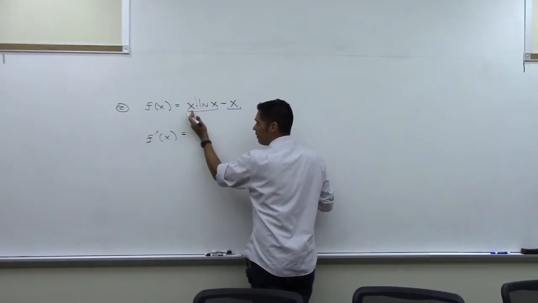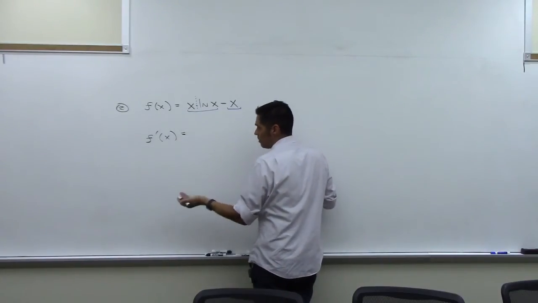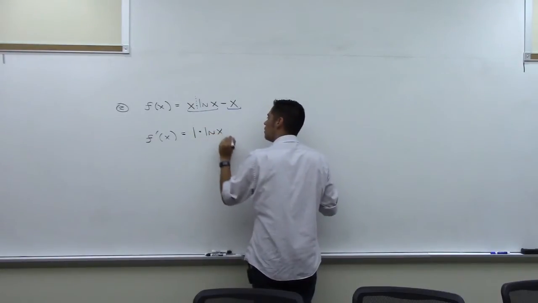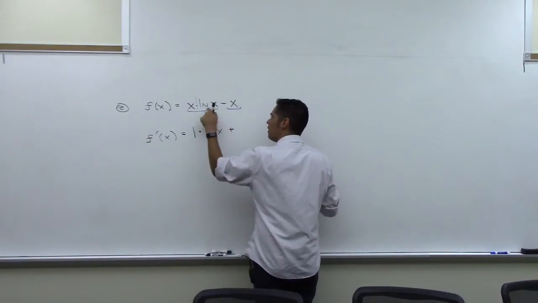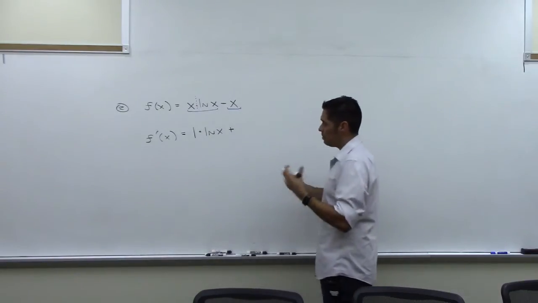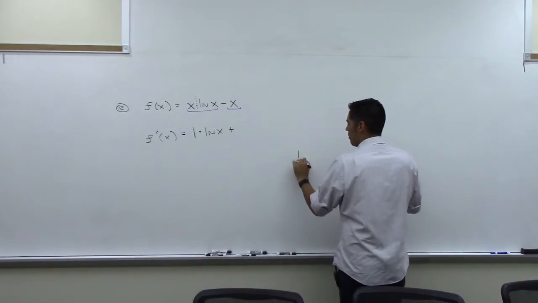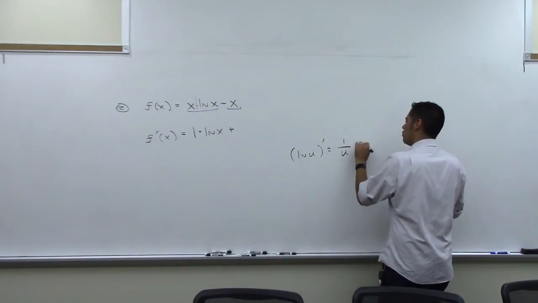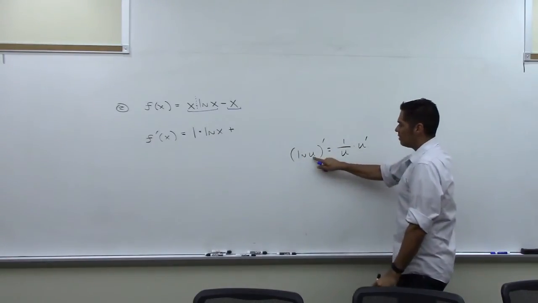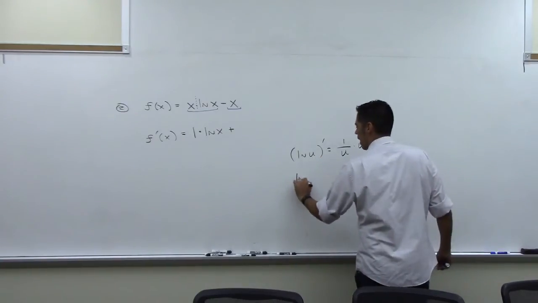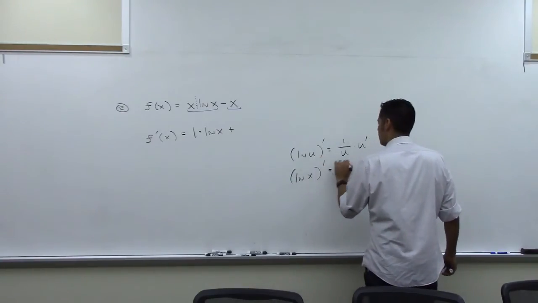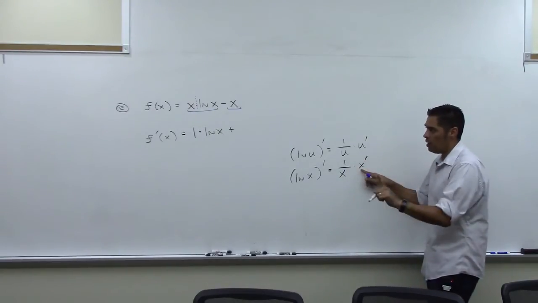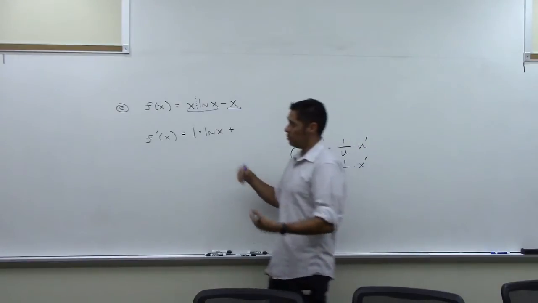So the derivative of the first function, the derivative of x with respect to x, is 1. I don't need to write that, but I'm going to. Times natural log x plus the derivative of natural log of x. So natural log of x, that's a special one. Remember, derivative of natural log of u is equal to 1 over u times u prime. Well, if u is x, then there's going to be 1 over x times the derivative of x, but the derivative of x is 1 because we're differentiating with respect to x.